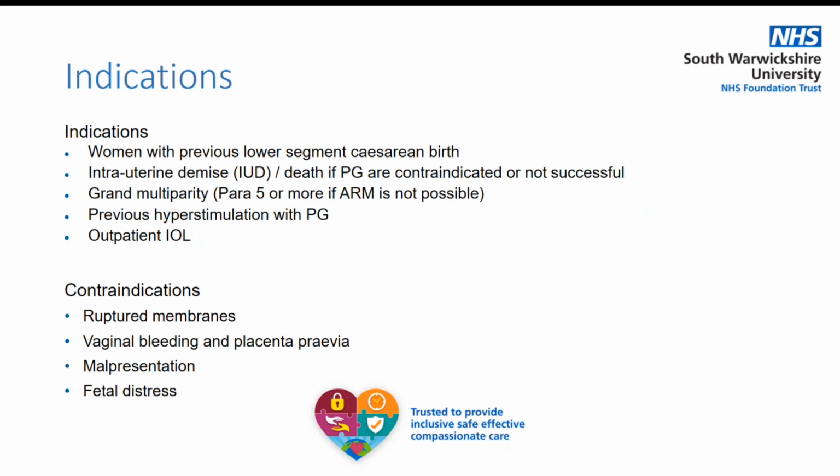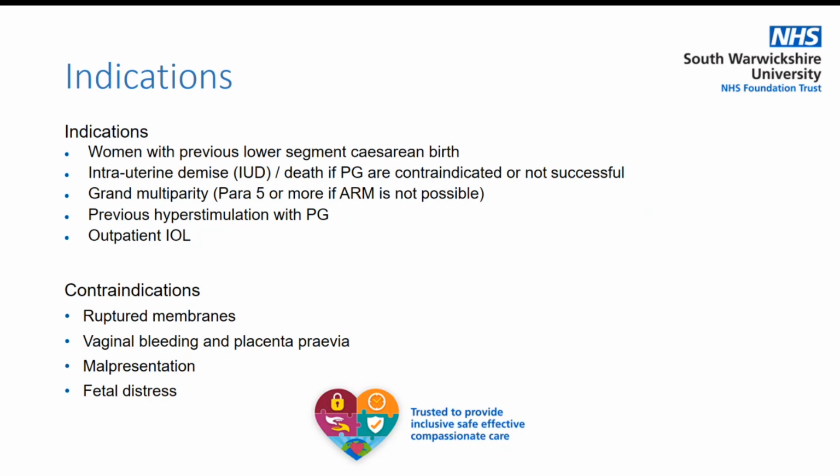Grand multiparous women, so again, para 5 or above, that we can't ARM initially, a Foley's is a great option to try and get to the stage where we're able to ARM them. If a woman has had previous hyperstimulation within this pregnancy or previous pregnancies, and we want to avoid using prostaglandins, again, the Foley's can be really useful for this. And in the outpatient setting, then they are our induction method of choice.